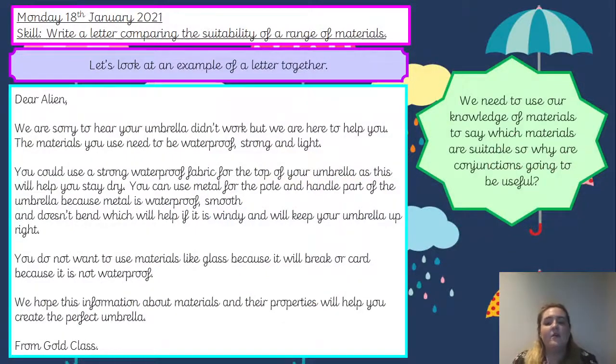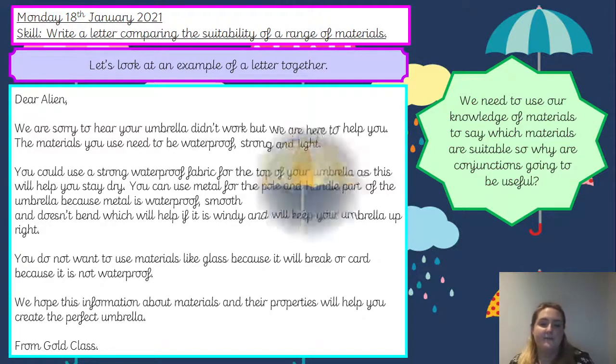We need to use our knowledge of materials to say which materials are suitable. So if we are doing that, then why are conjunctions like and, because, so, but going to be really useful? Turn to the person next to you. Okay, well done. Yeah, the conjunctions help us explain. So if we have a look here then, we've got because. So you can use metal for the pole and handle part of the umbrella because metal is waterproof, smooth and doesn't bend. So we've really expanded that sentence and explained why metal is a suitable material and linked it to those properties of metal. Okay.